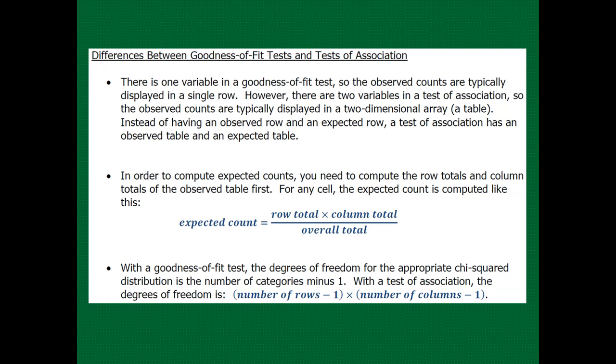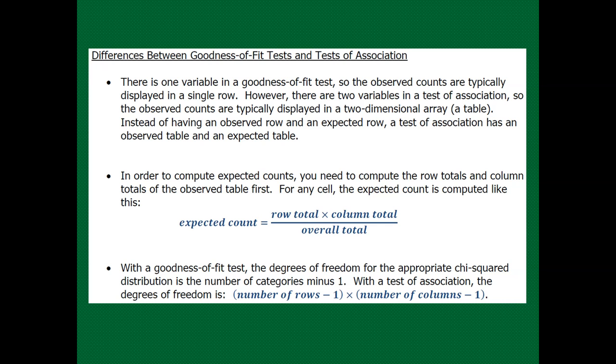The parts that are in blue on this slide are the changes from the goodness of fit test. The way that you compute the expected counts involves the row totals and column totals that come from the observed table. Any cell that you pick in the expected table is in a specific row and a specific column, so you just use those row and column totals from the observed table to figure out the expected count. The degrees of freedom is slightly more complicated, but it really isn't anything crazy. It's the number of rows minus 1 multiplied by the number of columns minus 1.